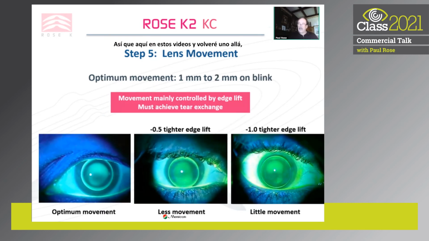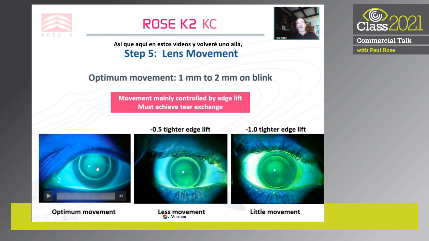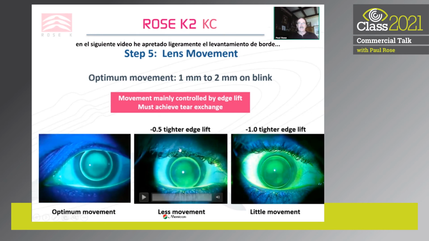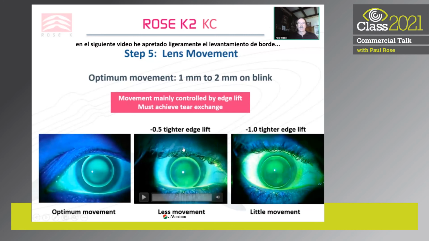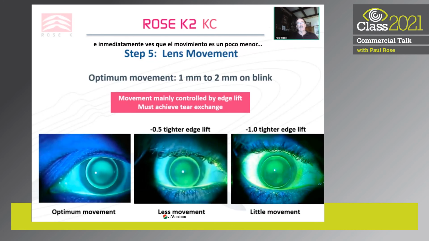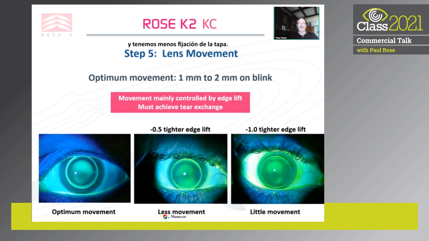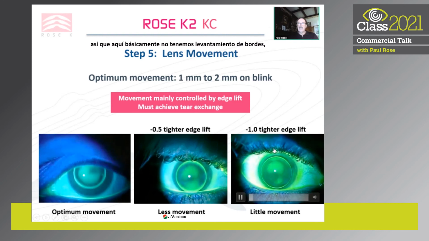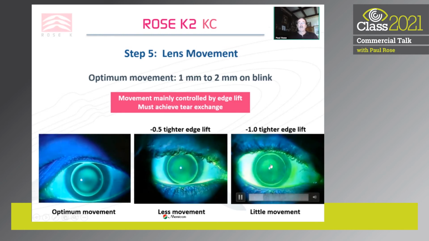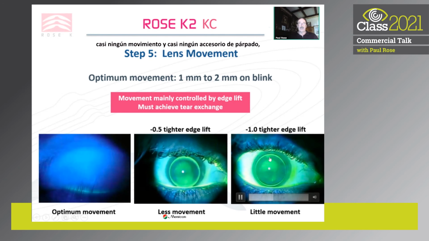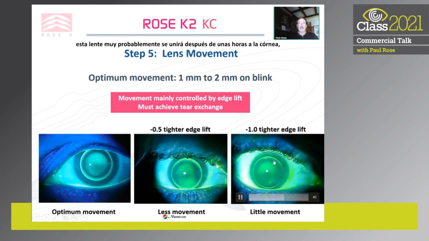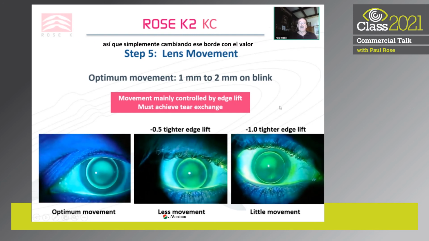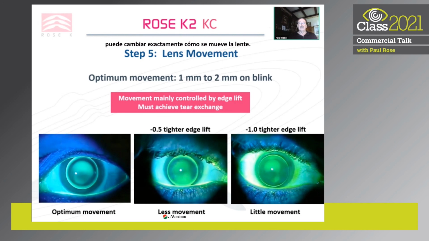So here in these videos, and I'll just go back one there, this shows optimum movement. In the next video, I've tightened the edge lift slightly, and immediately you see the movement is slightly less, and we have less lid attachment. Let's move now to the right video. So here we have basically no edge lift, just about no movement, and just about no lid attachment. This lens would most likely bind after a few hours to the cornea. So just by changing that edge lift value, I can change exactly how the lens moves.